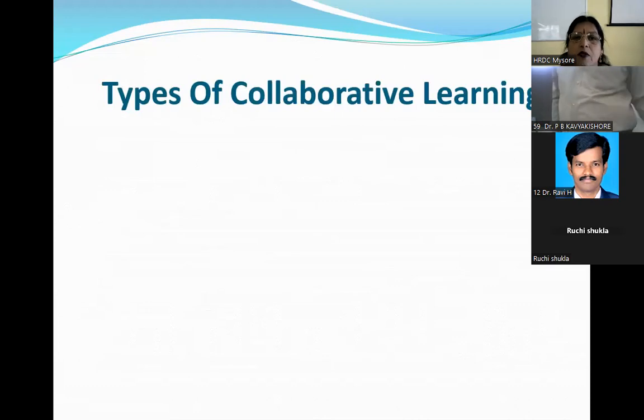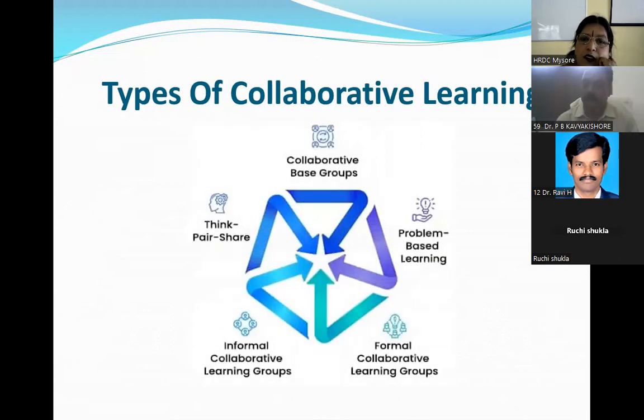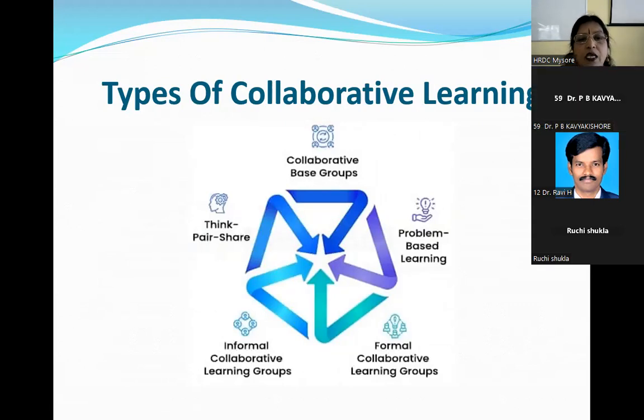Okay. What are the different types of collaborative learning? So here the first one is the think, pair, share. Then we have the informal collaborative groups, the formal collaborative groups, problem-based learning, collaborative-based learning. So these are some of the types of collaborative learning. Jigsaw also is one of them. We shall study one by one.